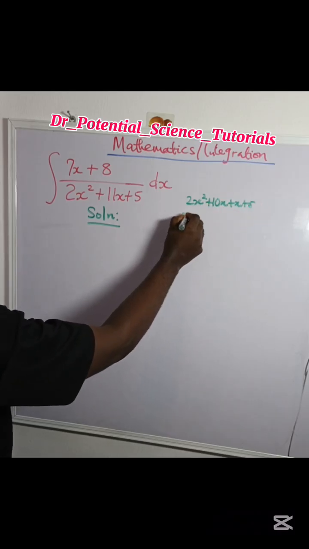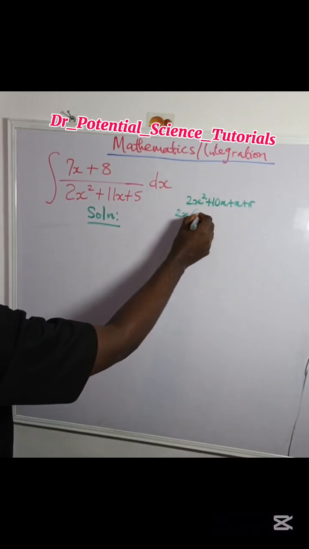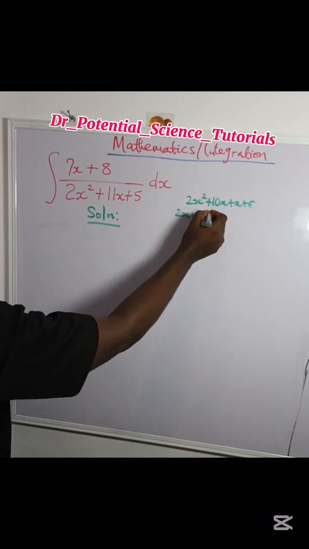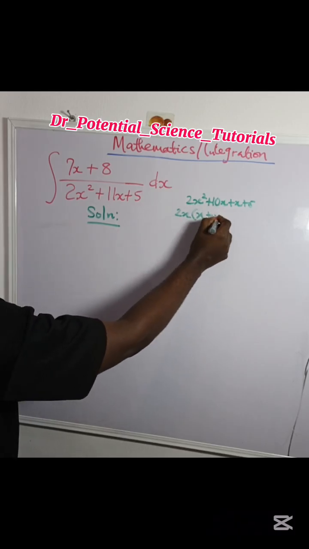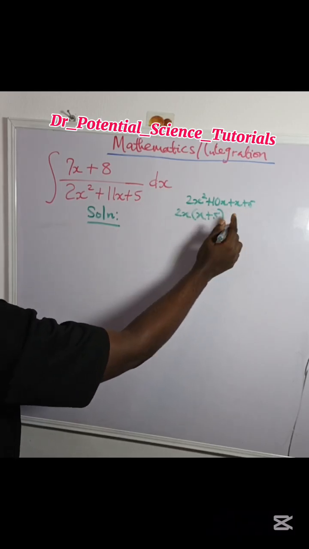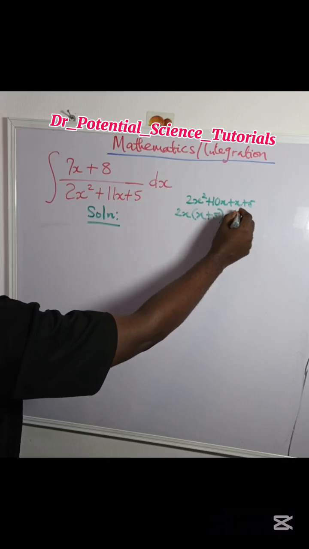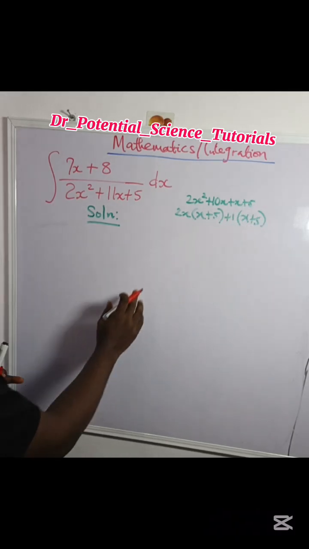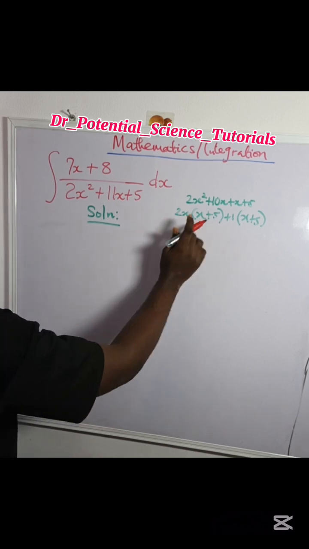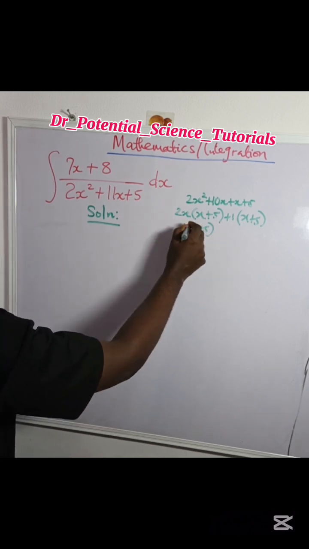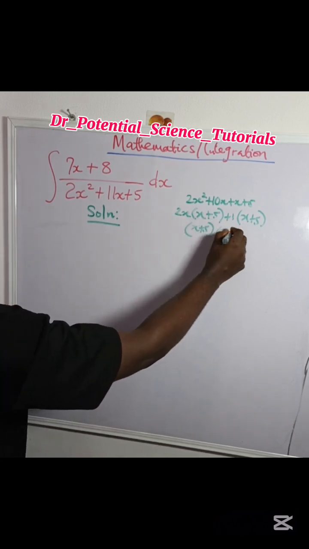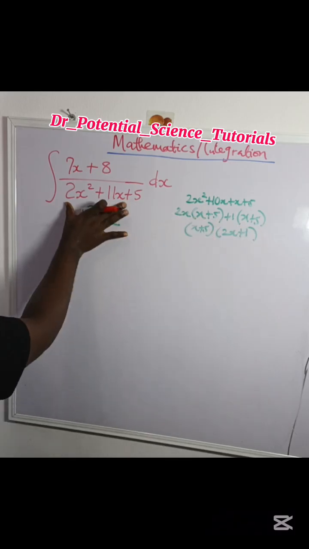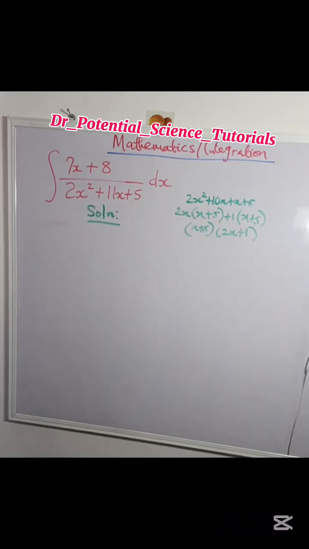What is common here? 2x. So 2x and 2x squared, x. 2x and 10x, 5. What's common between x and 5? That's plus 1. 1 in x, 1 in 5, 5. This and this are the same, so we are good to go. Then you pick one of these, that's (x + 5) into bracket (2x + 1). So this denominator is the same thing as this.